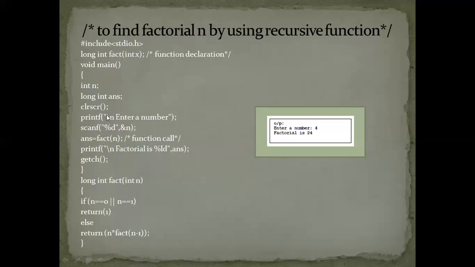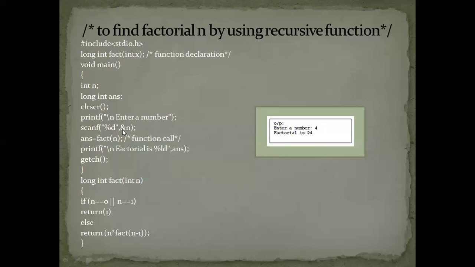Clear screen. Enter a number. For which number do I need to calculate a factorial? That number I am supposed to read. How can I read that? I am reading that number using the scanf statement, ampersand n. Imagine that I have entered the number 4. Here just check the output. Enter a number. I have entered 4 here. So for this number 4, I need to find the factorial.